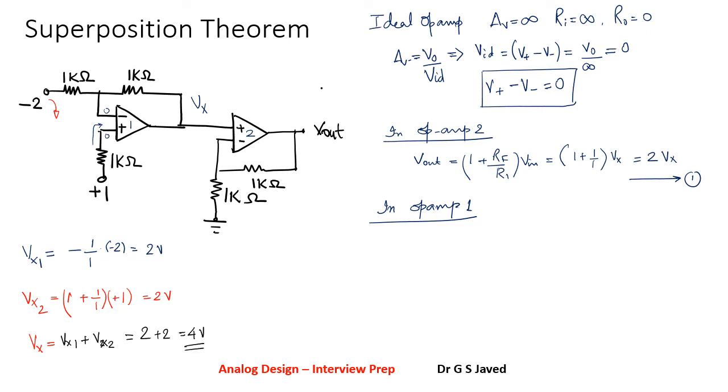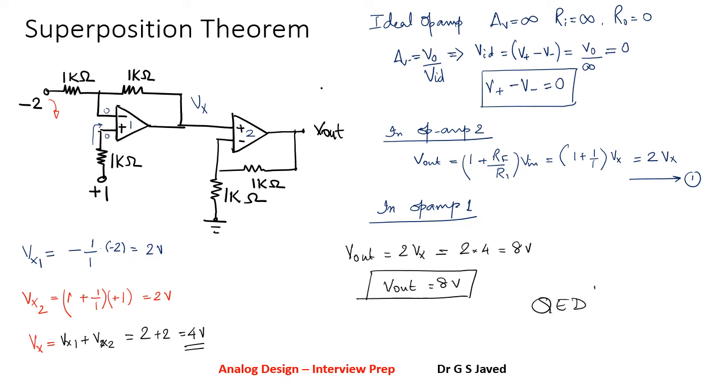Now, effectively from the output, if you substitute into equation 1, V out is equal to 2 times Vx. So Vx is 4 volt, so 2 times 4 is equal to 8 volts. So V out equal to 8 volt. Quite easily done.